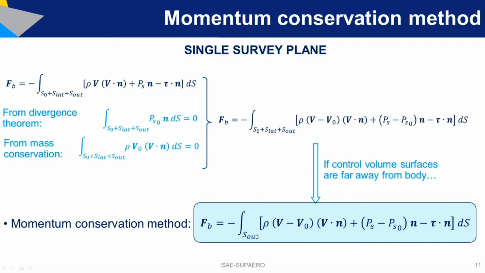The only thing that you have to take into account is that now this outlet surface has an infinite size. Why? Because we have pushed the lateral surface far away, so the outlet surface will have an infinite size. This is the basis of the single survey plane. That's a sub-method of the momentum conservation equation.